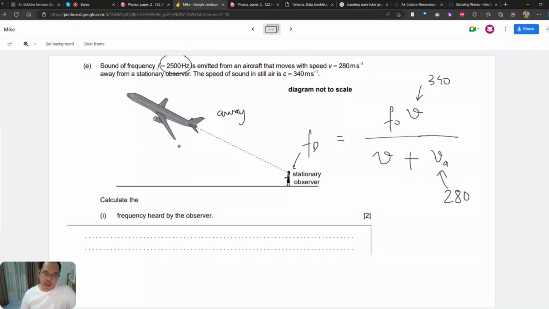When another source of sound, like a car, is approaching the girl, the frequency will be higher, meaning we do the subtraction instead, not the addition. But in this case, the airplane is moving away, therefore we add in the bottom. This is the formula of the Doppler effect and it is not given in the booklet. It's been quite a long time since it appeared, so it's worth trying to memorize.